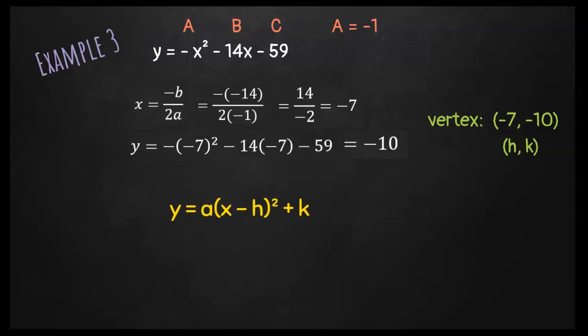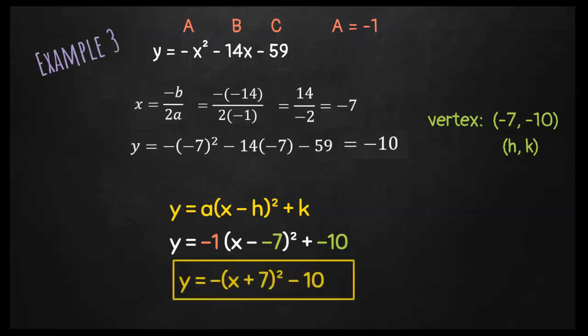With my vertex form, I'm going to go ahead and plug in all the information that I know. So when I simplify, now be careful because you've got all those negatives. When I simplify, I will get a +7 inside the parentheses, and then adding a negative is the same thing as subtracting, so I got a -10 at the end. So there's my final answer for vertex form.